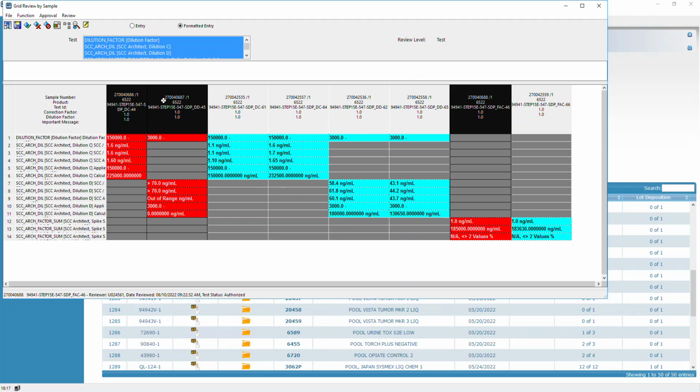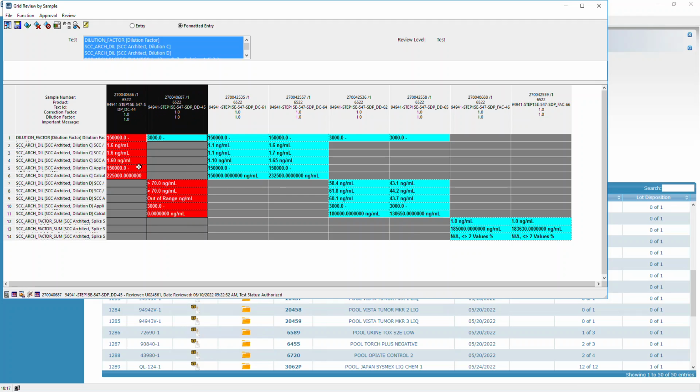But what happened was with these two values, the original factor summary for the result would have been 25,000 because these were out of range. A 0 is not considered a good value for a spike solution, so the system only uses the good values, and so the factor sum, since the conversion factor is 1, the factor summary should have been 225,000.